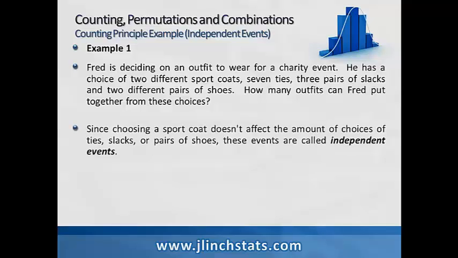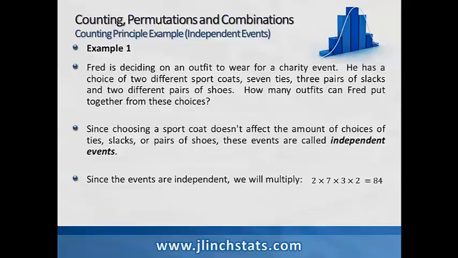Now, since choosing a sport coat doesn't affect the amount of choices of ties, slacks, or pairs of shoes, these events are called independent events. The choice of one is not going to change the result of choosing another. So these events are what we call independent. Now, since the events are independent, we'll just multiply the total number of each one of those stages there.